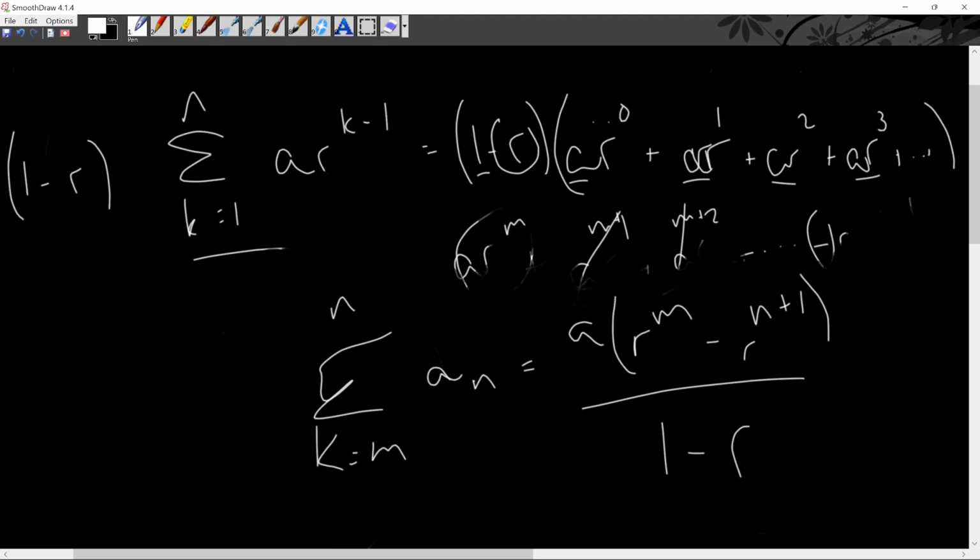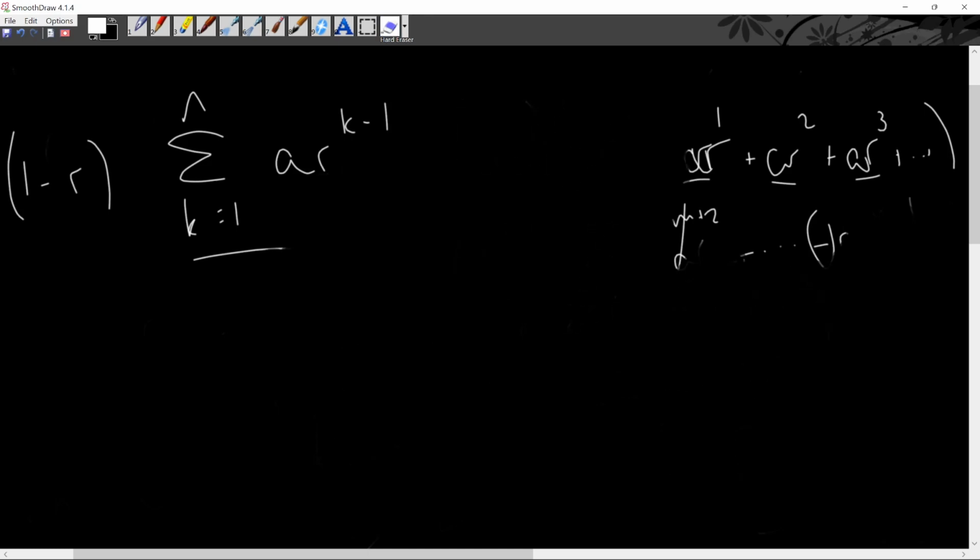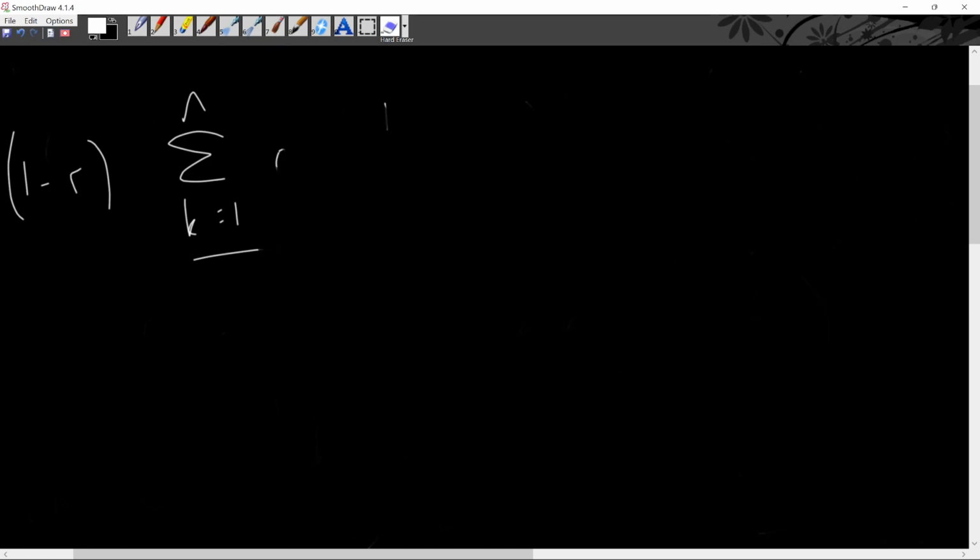And again, if r is less than 1 and this series converges, then this is approaching 1 and this is approaching 0, which means that a times 1 minus 0 will get you a over 1 minus r, which is again the sum of the infinite series that we have talked about. So yeah, that was a nice review of what we were talking about beforehand. Now let's get into some new ideas.